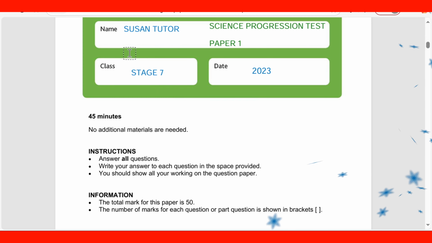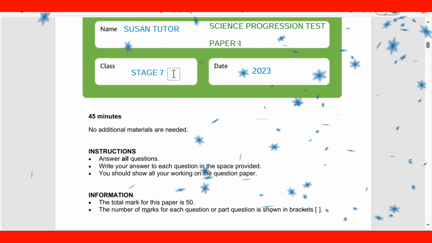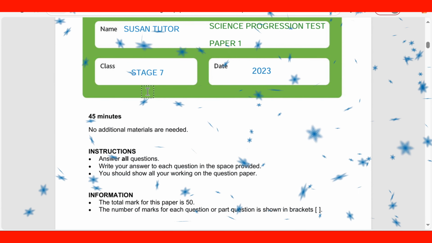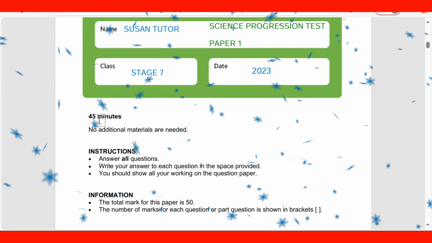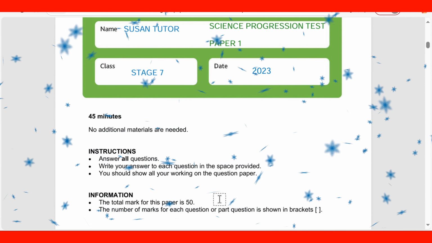Hi guys, today we're going to discuss Science Progression Class, Paper 1, Stage 7 from the year 2023 with me, student tutor. The total duration for this paper is 45 minutes and the total mark is 50.